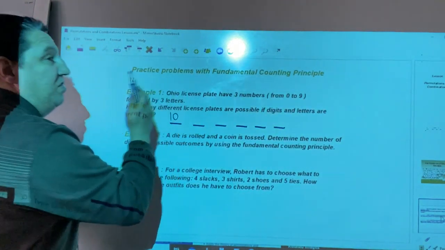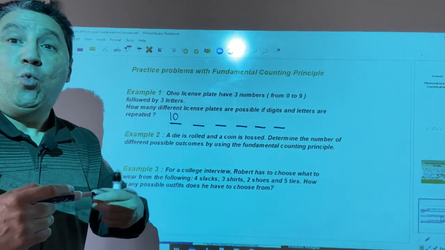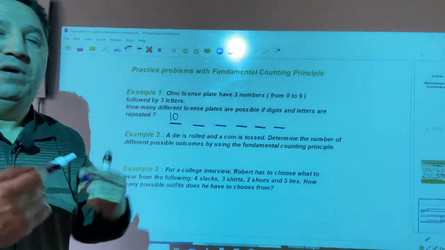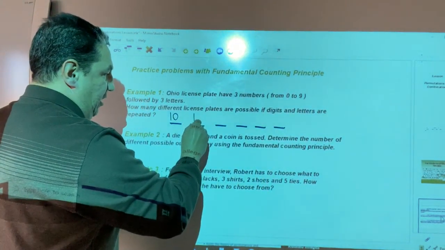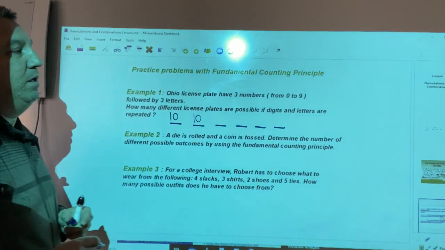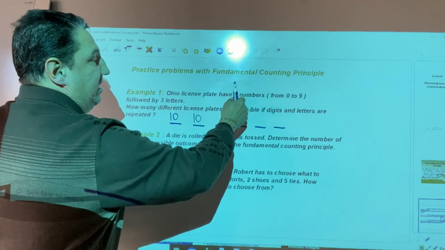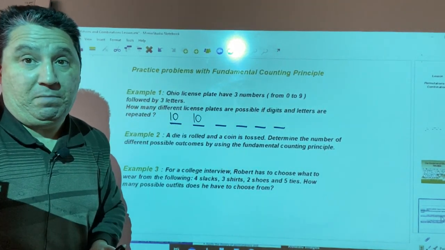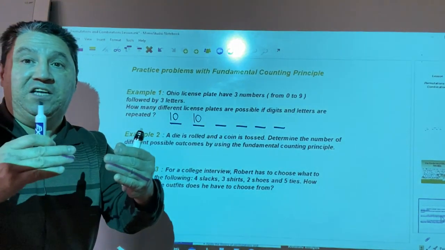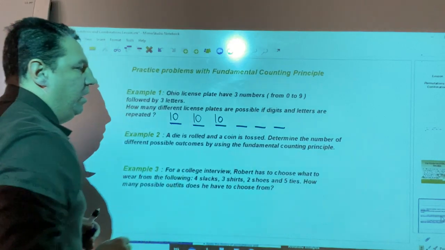For the second number, because the numbers can be repeated, we may have the same digit, so again, another 10. For the third spot, which is the third number, we have the same number of possible digits because the digits can be repeated. Good.